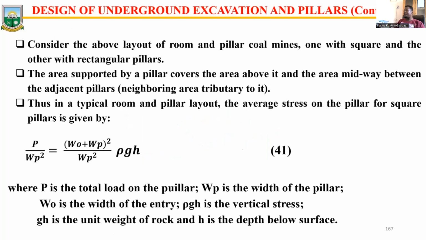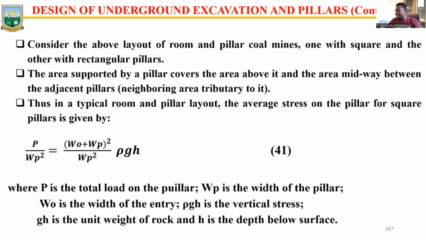Consider the above layout of room and pillar coal mines, one with square pillars and the other with rectangular ones. You have to consider those images I showed you, one being square and the other being rectangle. The area supported by the pillar covers the area above it and the area midway to the middle between the adjacent pillars, the neighboring area tributary to it.